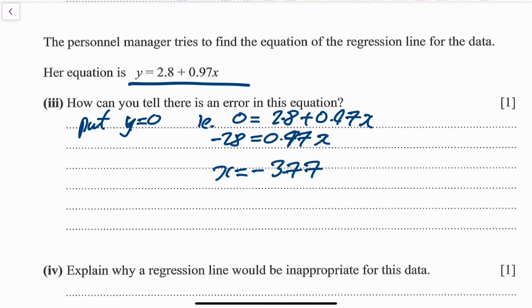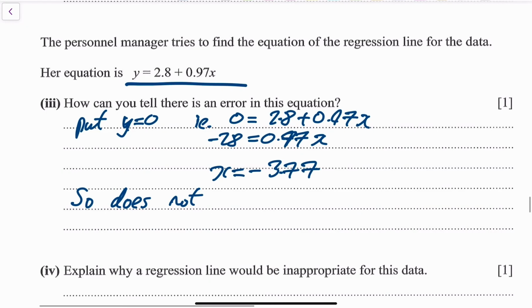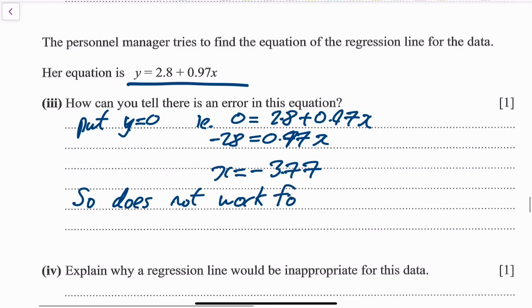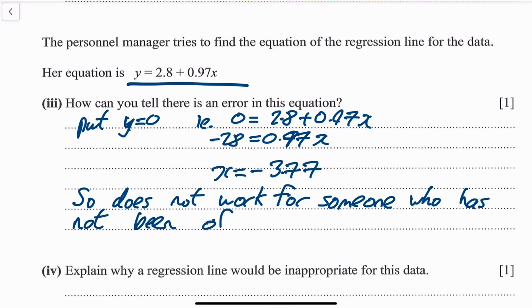And our scale was from 0 to 10, was it? Or 1 to 10, I don't know. So basically, this person's equation does not work for someone who has not been off, okay? Because their value is off the scale, so it doesn't work at all.